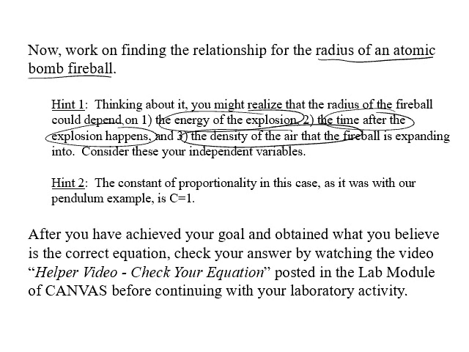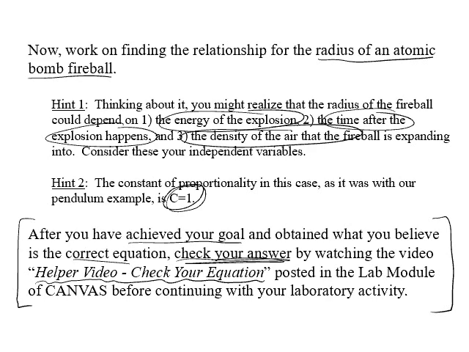Now, the second hint I'll give you, because obviously we're not going to experiment with atomic bombs: the constant of proportionality in this case, as with our example of the pendulum, is c equals 1. So when you go to do this derivation of the equation, your constant of proportionality is c equals 1. You're going to go ahead and derive that equation. And after you have obtained what you believe is the correct equation, I want you to check your answer by watching the helper video, check your equation, which is posted in the lab module of Canvas also. Be sure you have the right equation before continuing with the laboratory activity.